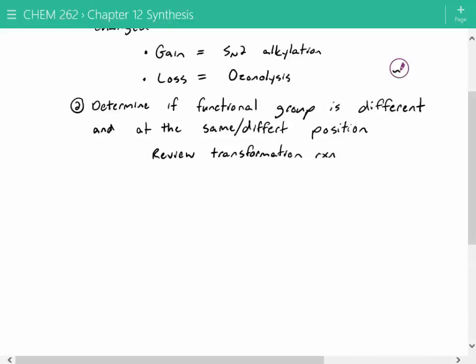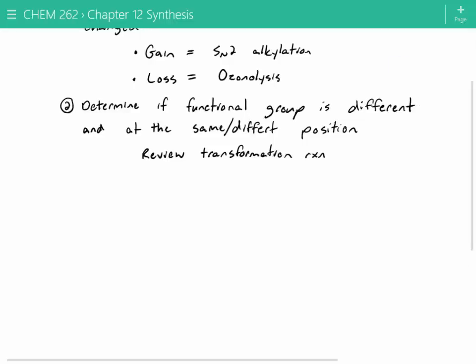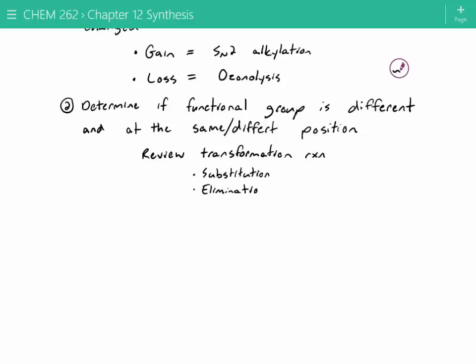Like I said before, we've developed a toolbox of these transformation reactions. The first one we learned about was substitution, which I think was chapter 7. Then we covered elimination, which was chapter 8. And then we did alkene addition, which was chapter 9. And then we did alkyne addition, which was chapter 10. And then we did radical reactions.